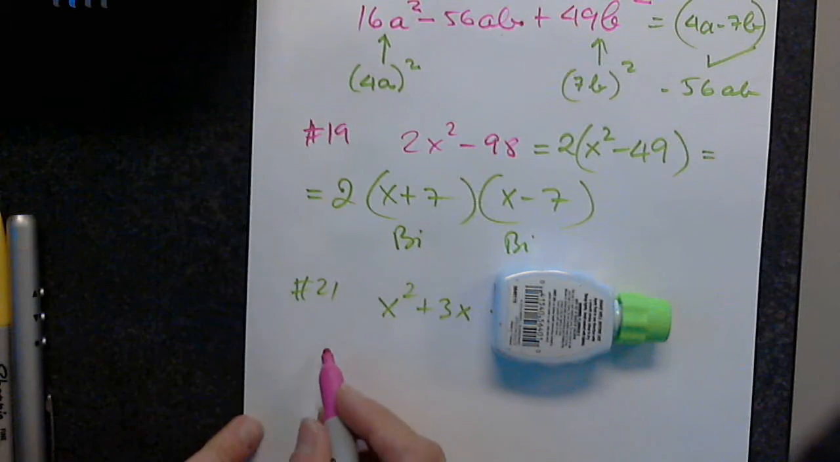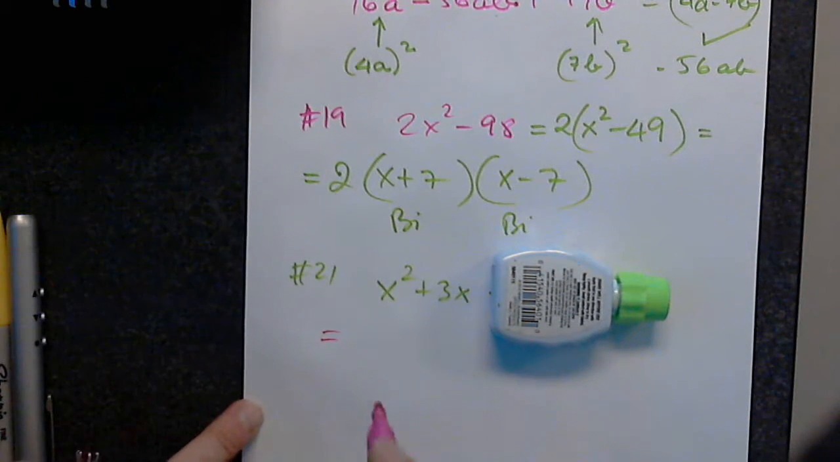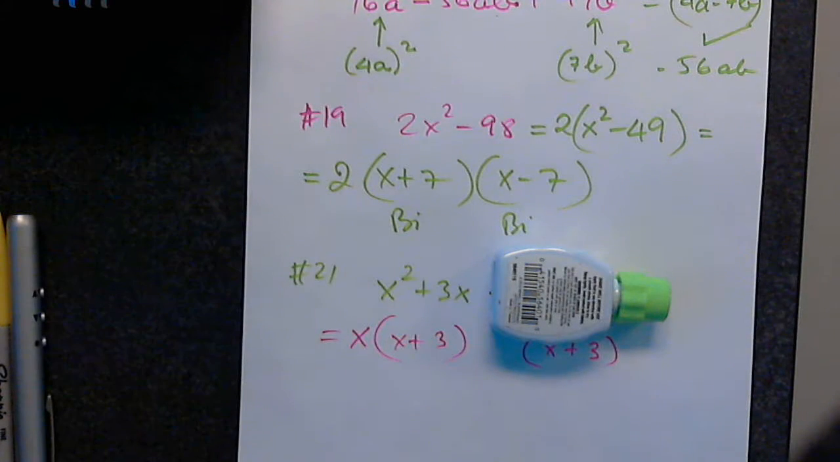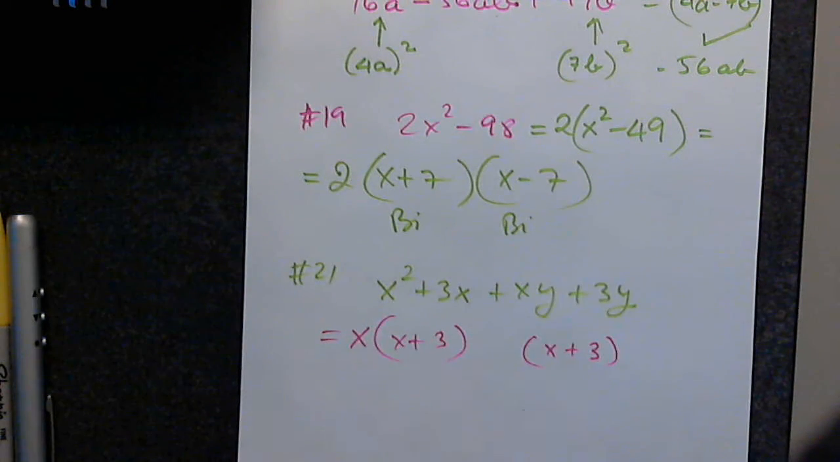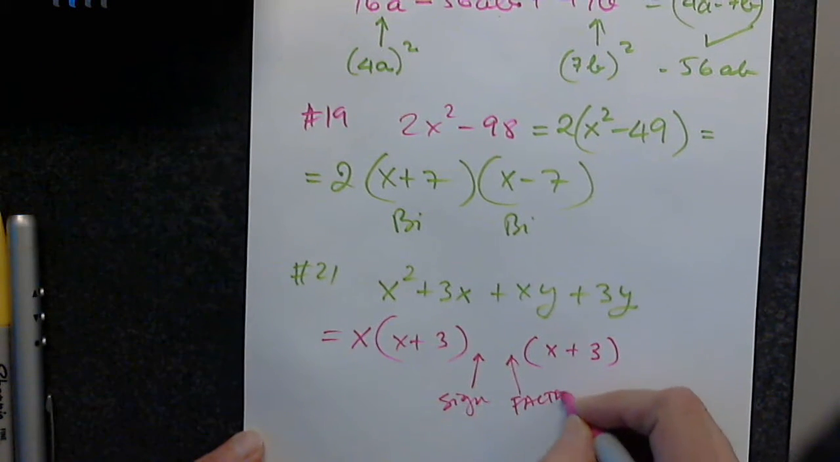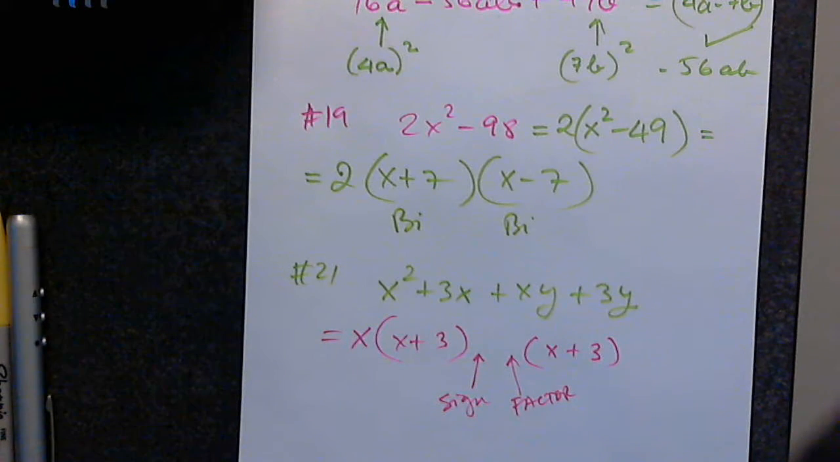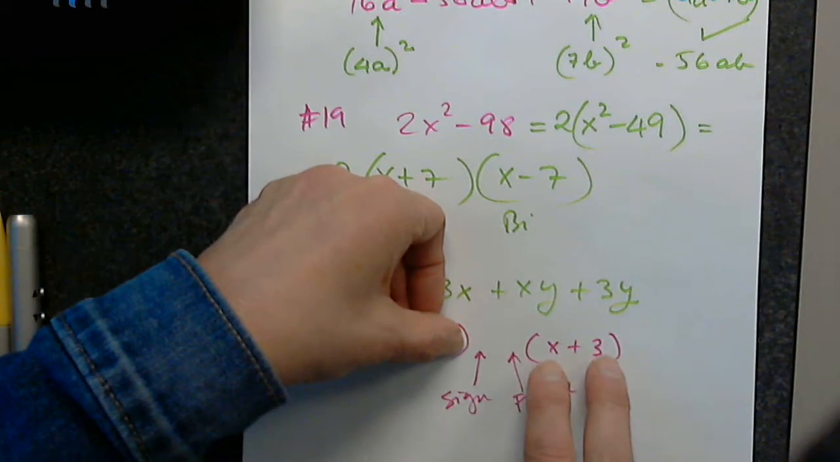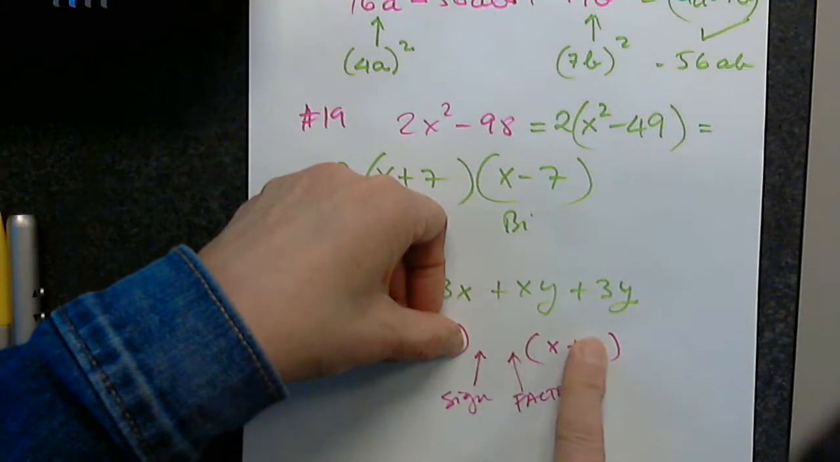What can I pull out from the first two? What should I have in parentheses? X plus 3. If I do not get an x plus 3 from the other two before I even look, it's not the right way, or it's prime, and I have to go back and regroup. I have to have in here a sign and a factor. If I forget the sign, I mess up the whole thing. So is there a common factor to these two that I could pull out in front with a sign and a factor?